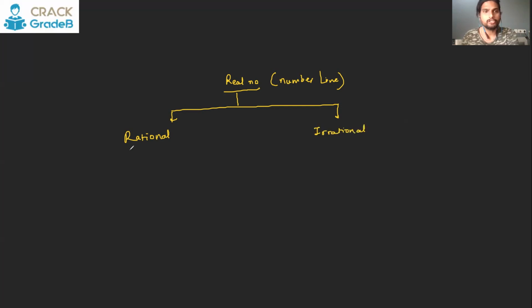Now, what are the basic definitions of rational numbers and irrational numbers? Rational numbers are those which can be written in p by q form, where p and q belong to integers and q cannot be 0. If q becomes 0, that becomes infinity, and infinity is not rational. So any number of this form is rational.